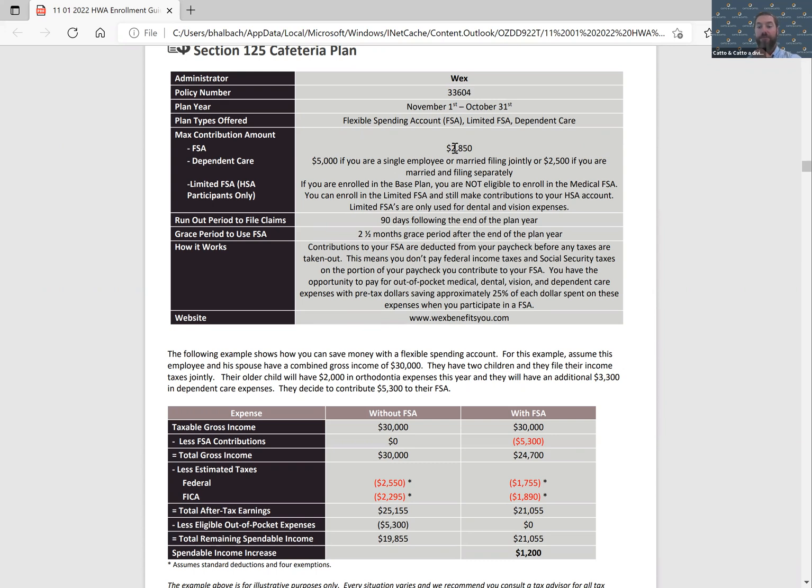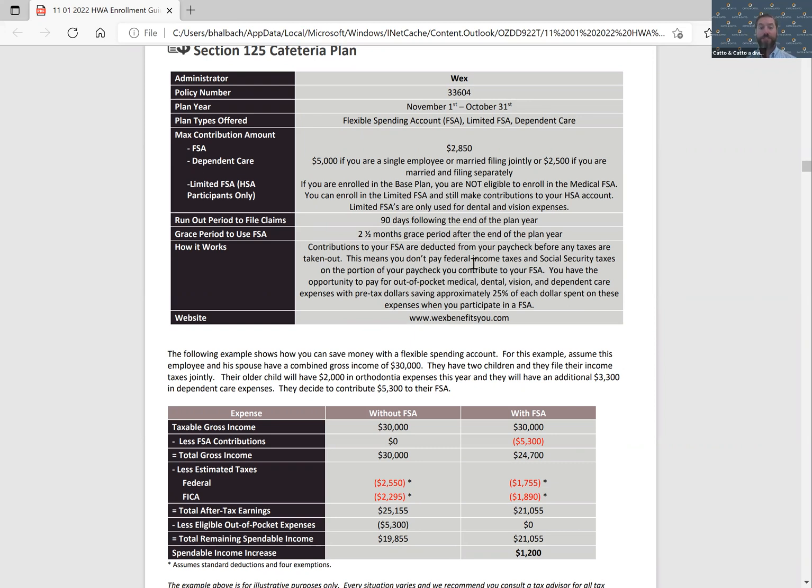The biggest drawback for an FSA is this: if you don't spend the money within 90 days, 2.5 months actually, after the end of the plan year, so 2.5 months after October 31st, then you lose that money. That's an IRS stipulation. That's always been there. And so this would be for when I know I'm going to go to the doctor or the dentist. It would be something that you have visibility on. It is not a savings vehicle. This is a spending vehicle.